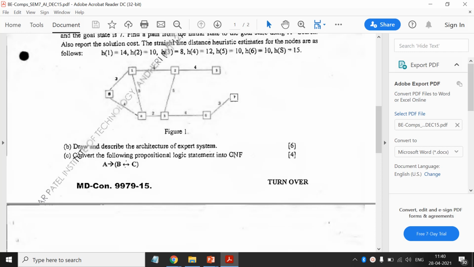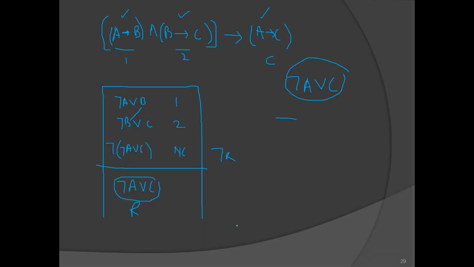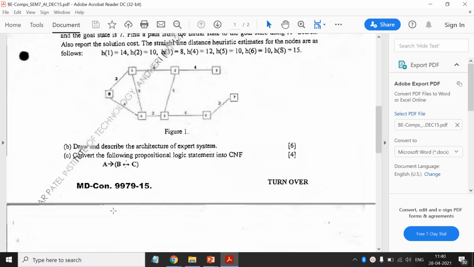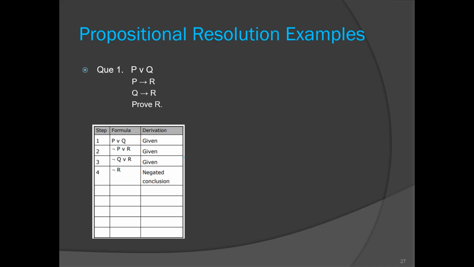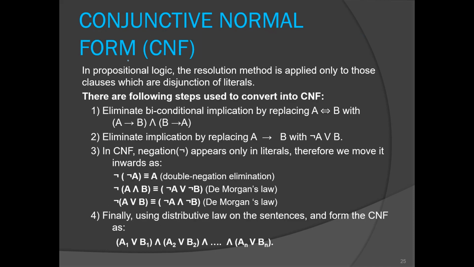Okay, so we have seen the steps to convert the given sentence into CNF. Let us solve this problem. The given sentence is A implies B biconditional C. Let me write A implies B equivalent C.